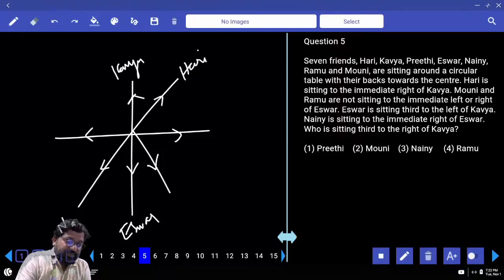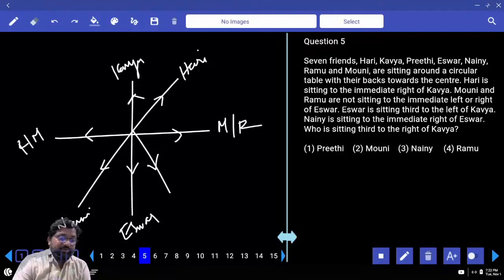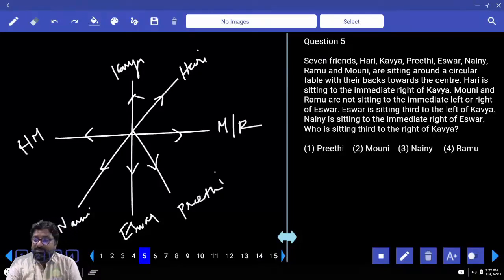So this has to be Hari. The two people that we have read earlier, who are those two people? Mauni and Ramu. Maybe this is Mauni or Ramu, and this is Ramu or Mauni. Who is left? Preeti. What's the question? Who is sitting third to the right of Kavya? Preeti. Did you all understand?